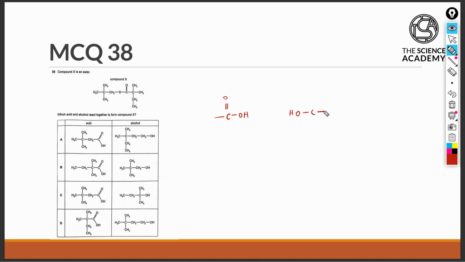I will not draw the entire structure of the acid and the alcohol. Let's focus on the functional groups that are reacting. The carboxylic acid group during the reaction will lose the OH group, while the alcohol group during the reaction will lose the hydrogen atom. This forms the byproduct of water during esterification, and the remaining portion of the molecule will combine to form an ester bond.